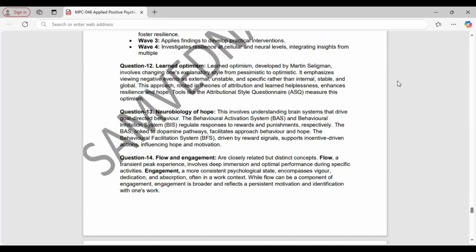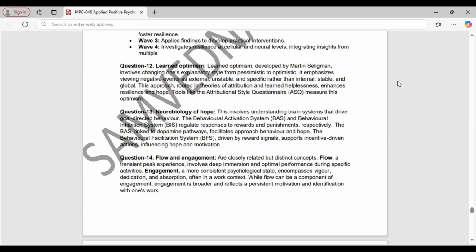Question 12, learned optimism. Developed by Seligman, it involves shifting from a pessimistic to an optimistic explanatory style, viewing negative events as external and unstable. This approach enhances resilience and hope, measured by tools like the attributional style questionnaires.